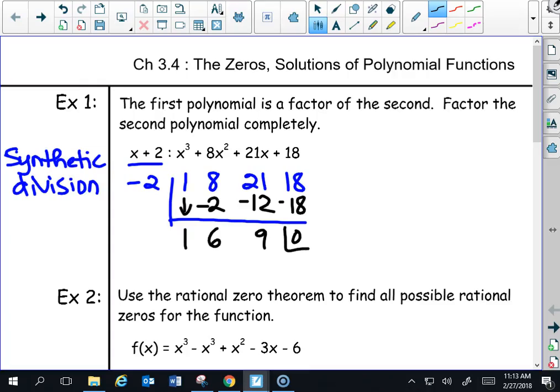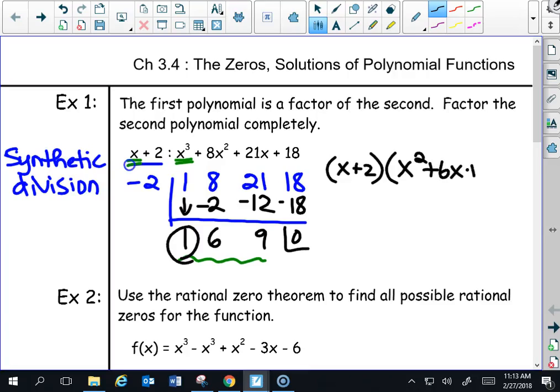Now they're asking us to factor it completely, so I need to write this polynomial, x to the third plus 8x squared plus 21x plus 18, as a multiplication problem with x plus 2 as one of my factors. And now I'm going to use these 3 coefficients to write the rest of it. I just divided a cubic, x to the third, by x. When you divide x to the third by x, you're going to get x squared. So I'm going to start with the 1 here. I'm not going to write it because we usually don't, as 1x squared, and then plus 6x plus 9.